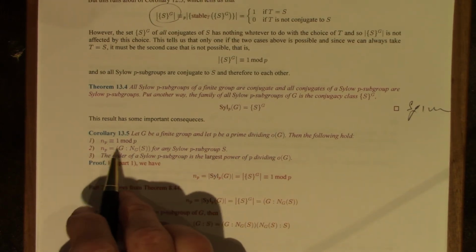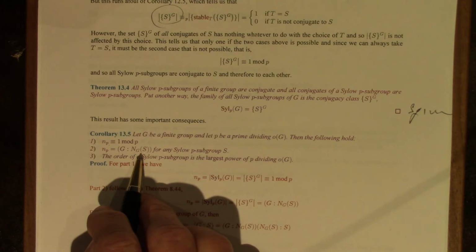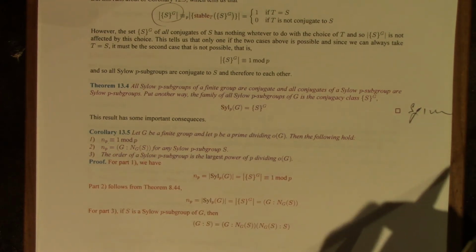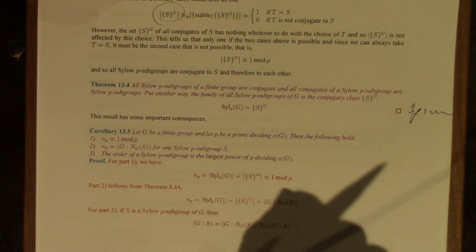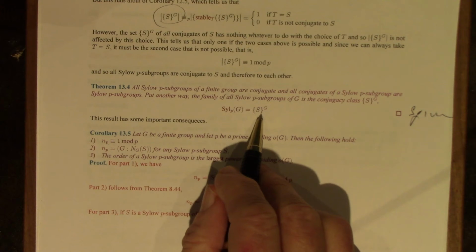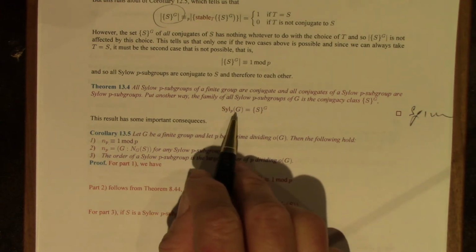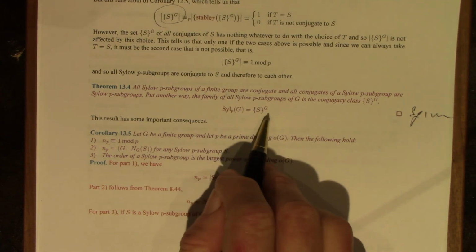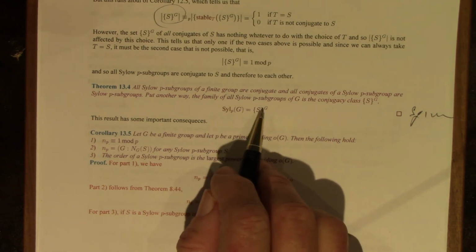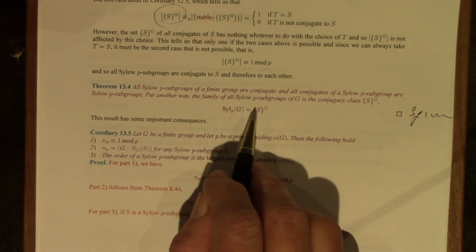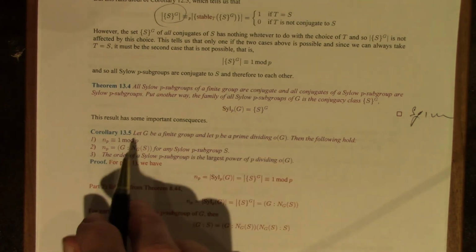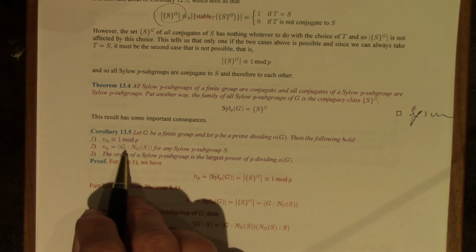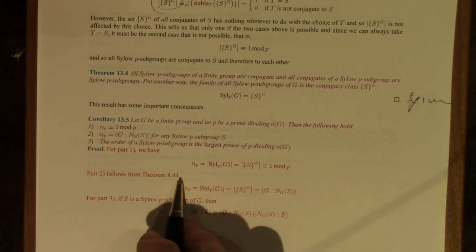NP is also equal to the index of the normalizer of S in G, and that follows from something way back in chapter 8. The size, NP, is the size of this set. This is the size of the conjugacy class. We computed a formula for the number of conjugates of a subgroup. It's the index of the subgroup's normalizer. So this was theorem 8.44.